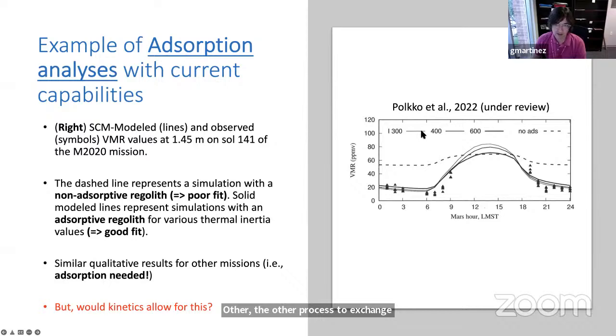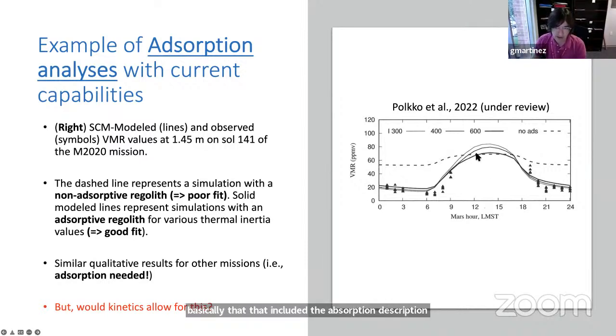Let's move now to adsorption, the other process to exchange water. Here on the right, I'm showing the volume mixing ratio as a function of LMST. The triangles are estimations from Mars 2020, and the solid black lines are simulations with a model that included an adsorptive regolith, so basically adsorption and desorption in the regolith.